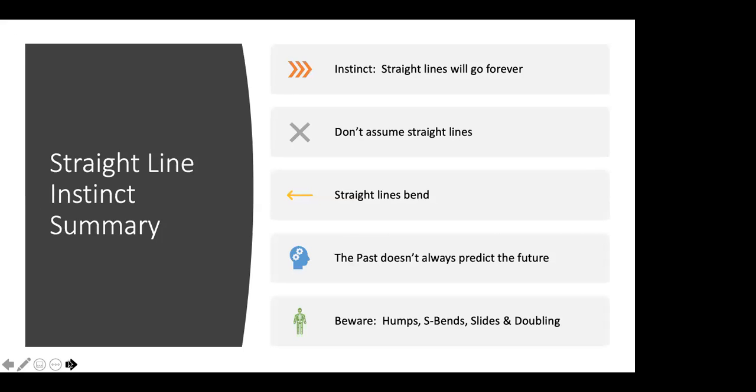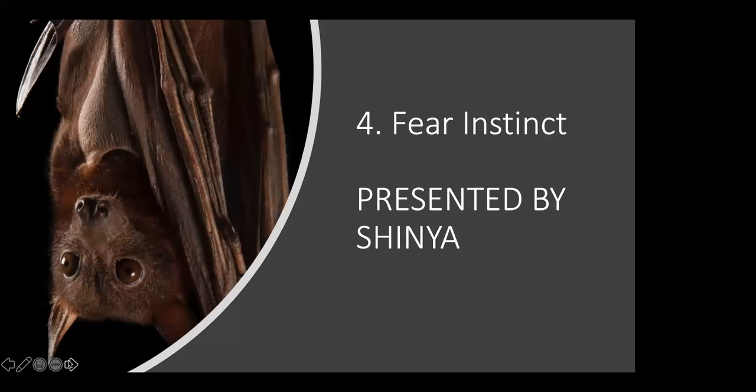This is the straight line instinct summary. A straight line will not go on forever. Don't assume straight lines; straight lines bend. The past doesn't always predict the future because people tend to remember good days. Beware of humps, expense, slides, and doubling. Next, please. The last one is the fear instinct. Next, please.